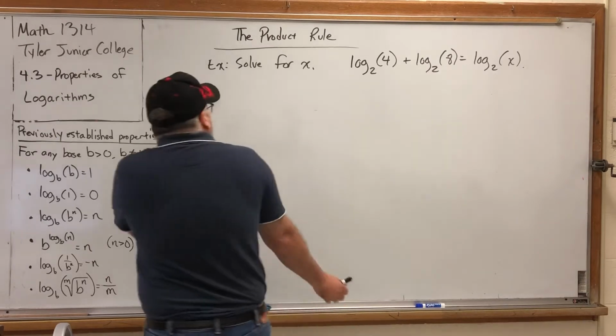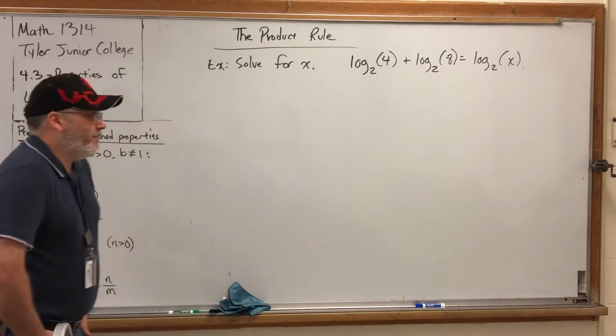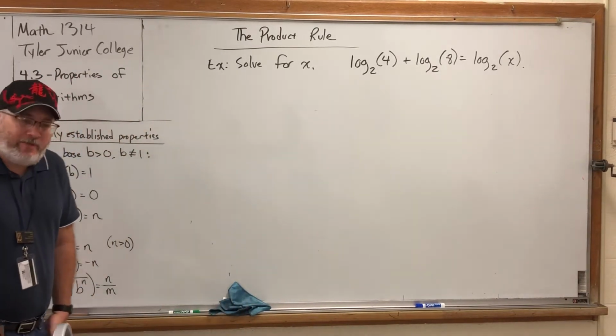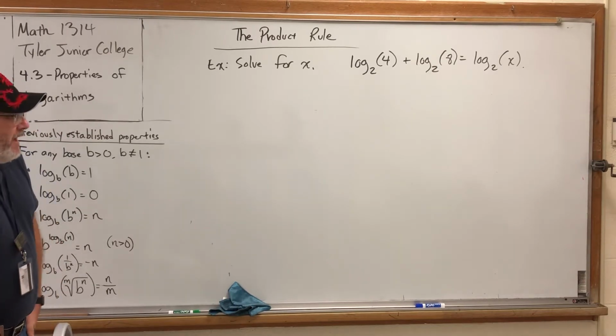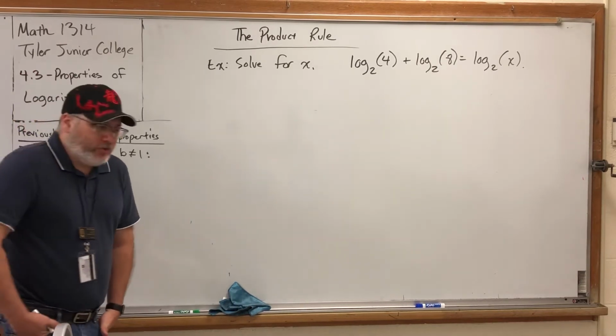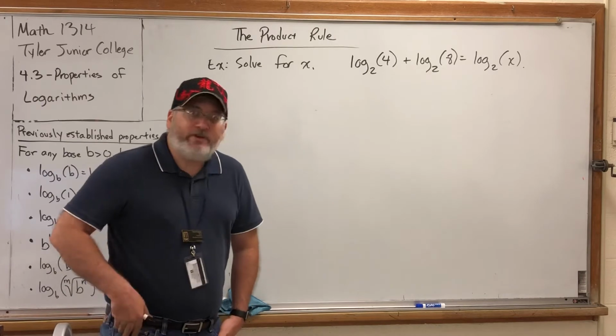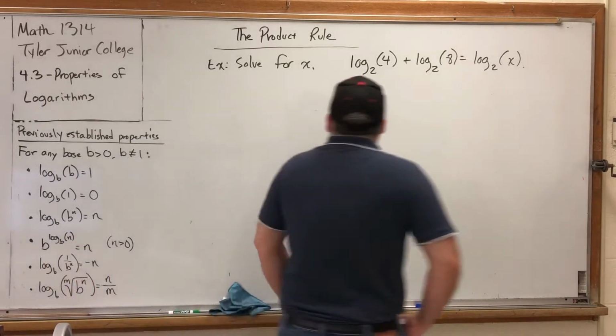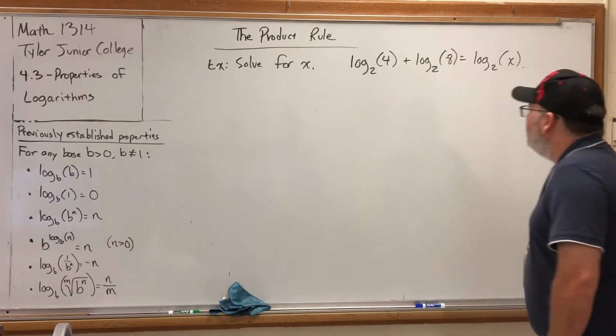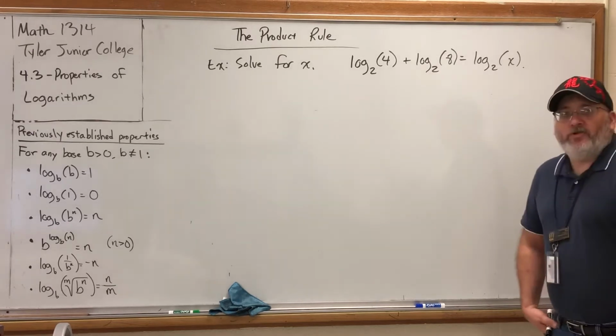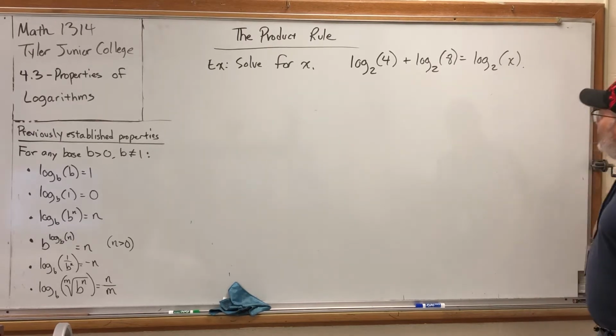One of those properties is called the product rule. Now, instead of me just putting it up here, let's discover it, make a conjecture, and then we'll actually prove that our conjecture is true. At that point forward, we can assume that it's always true. We're going to solve for x. I know we haven't solved any logarithmic equations yet, but this one we'll be able to solve.